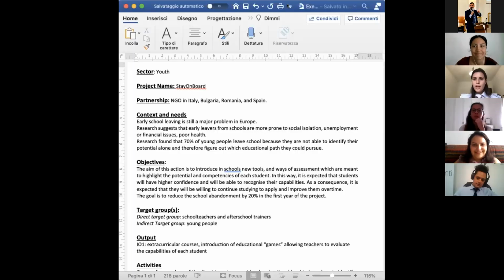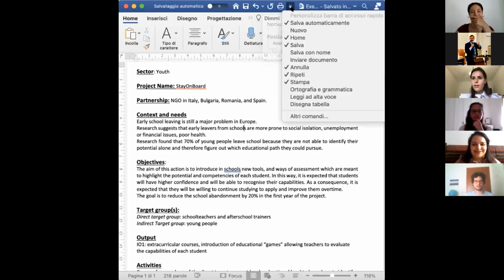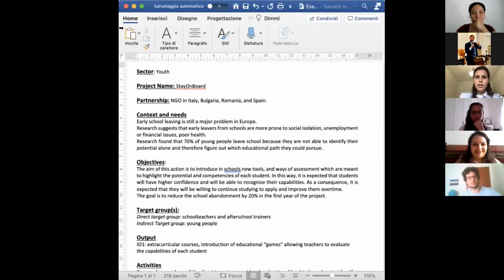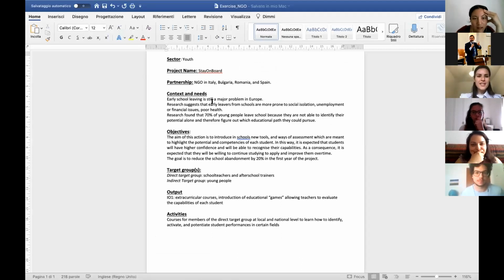Can you see that now? Yes. Okay, so this is my little project. I chose the sector youth and I named the project Stay on Board. I decided to have a partnership with NGOs in Italy, Bulgaria, Romania, and Spain. This is because the topic is about early school leaving, which is a major problem in Europe.